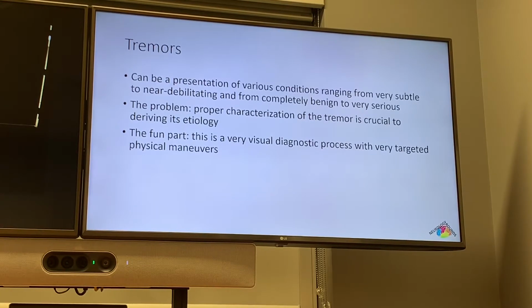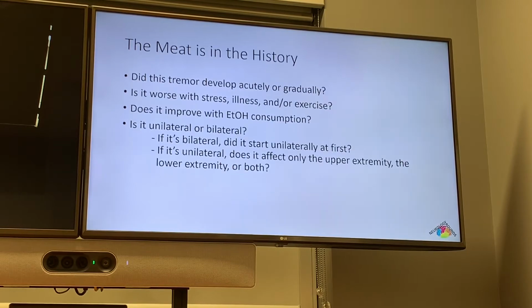So of course, as per usual, the first step would be to elucidate the onset and the exacerbating or relieving factors of your tremor. So I figured I would summarize all of what you really need in a tremor history on one slide. So these are the questions that you want to ask anyone who presents to you with a tremor. So did it develop acutely? So by acutely we mean within days, or gradually, so over weeks, months, years sometimes.